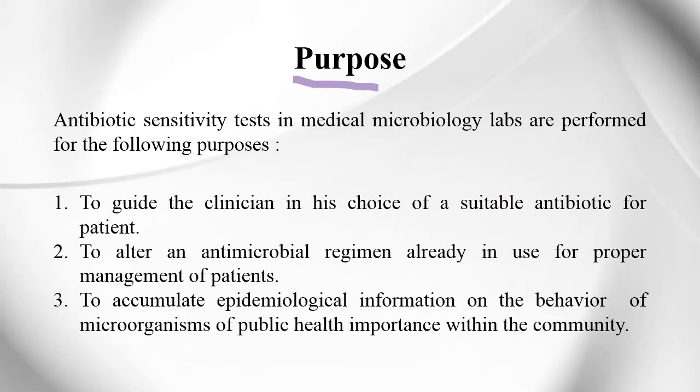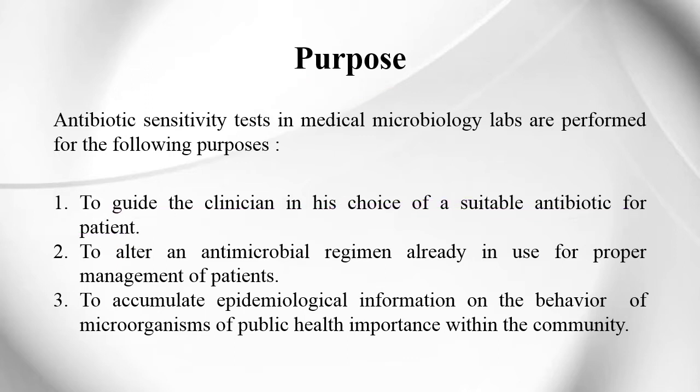Okay, let's look at the purpose of AST. So one of the most important purposes of AST is to guide the clinician in his choice of suitable antibiotic for patients. Usually, as we learned in the previous lecture, a patient will go through the diagnosis, right? Once you go through the diagnosis, the pure culture will be obtained from the patient, and then the pure culture will be used to test the AST. And then from the AST, we will know which drug will kill the bacteria or the pathogen found in the patient. And once you get the information, the clinician will prescribe the suitable antibiotic.